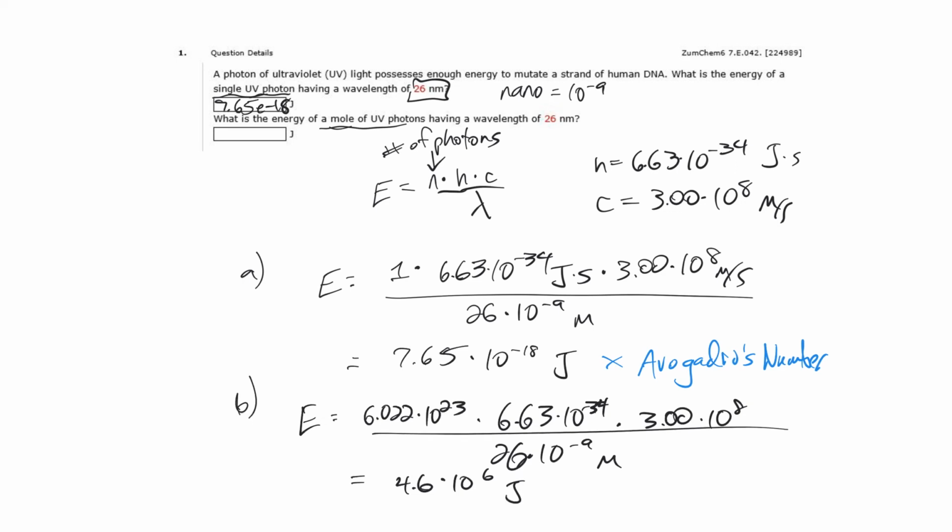So notice that in the first part it was a really small number of joules, and in the second part it's a fairly large number of joules, 4.6 million joules.